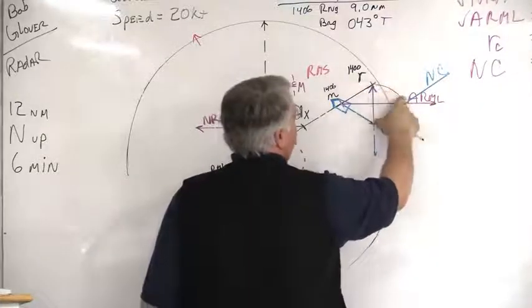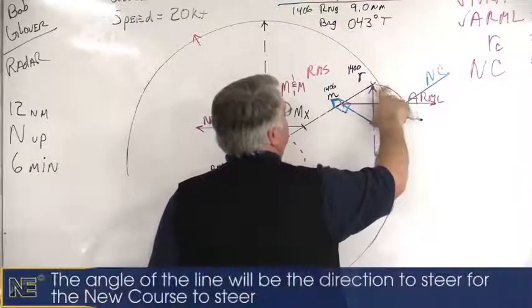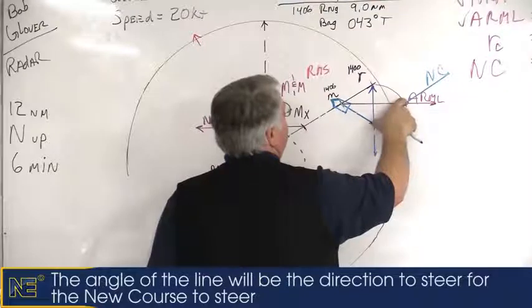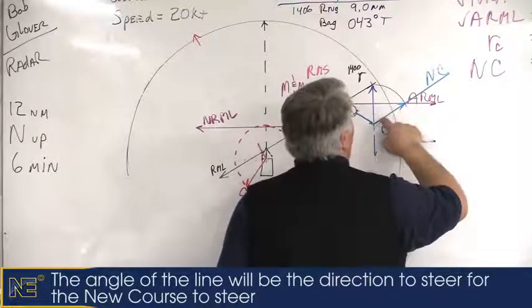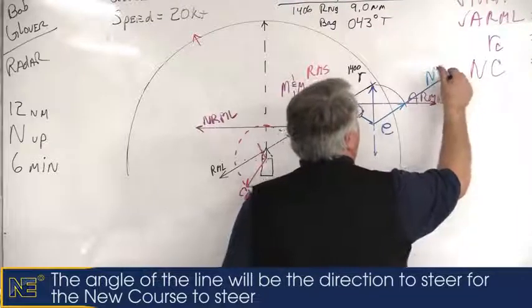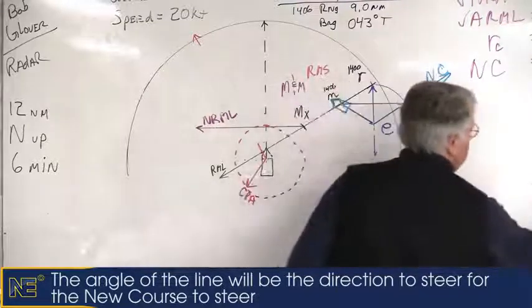This angle I've created by taking our course and speed and changing the angle of it without changing the distance, which is our speed, until it touches the ARML. That is going to be our new course to steer. Hence, I have labeled it NC for new course.